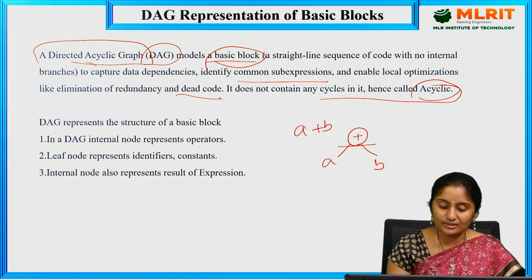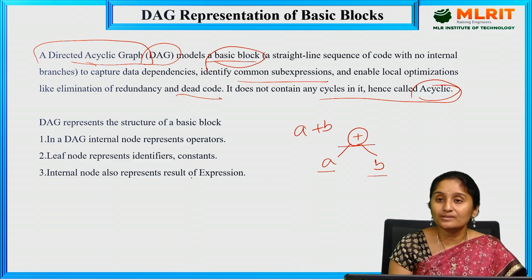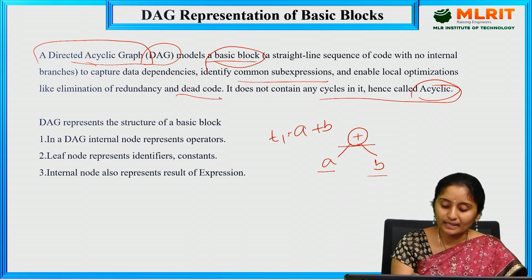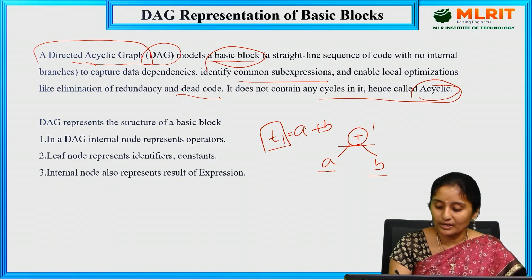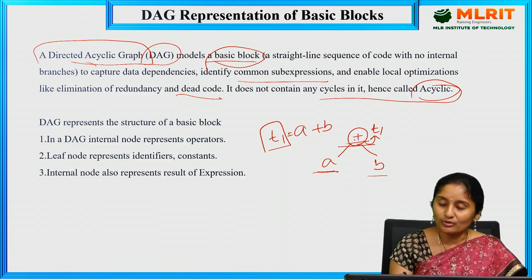Internal nodes represent operators. Leaf nodes represent identifiers or constants. Internal nodes also represent results of an expression. Let me take T1 equal to A plus B. The result of the expression is in T1. So the internal nodes also represent the results of an expression. The leaf nodes represent the operands, which can be identifiers or constants. So internal nodes are operators and also store the results of an expression. So this is a DAG.